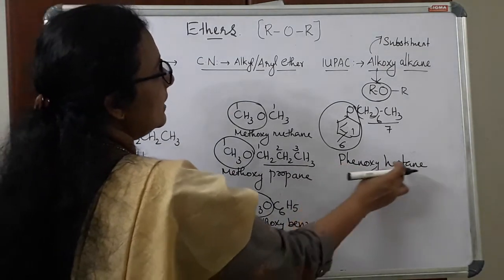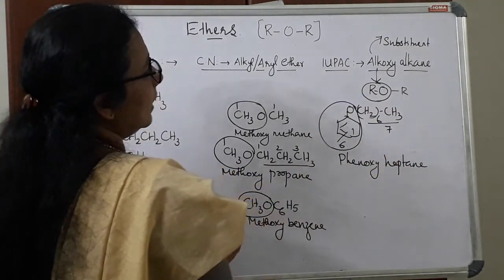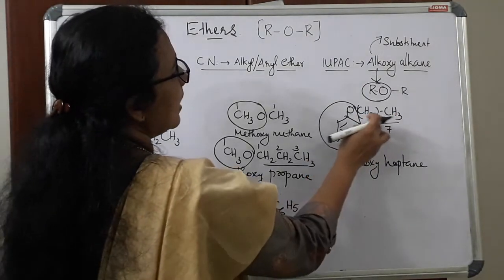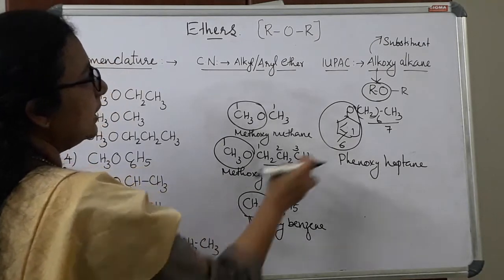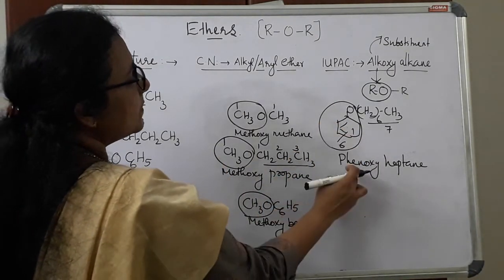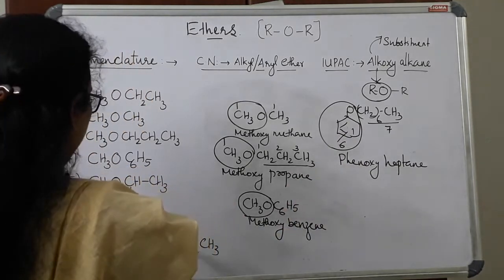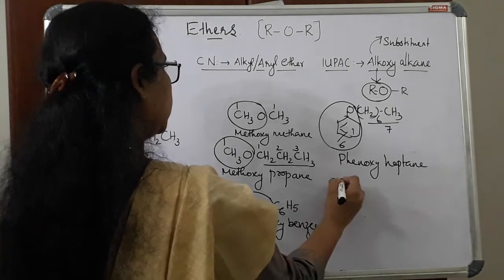So alkoxy alkane. The alkane part is the one having more carbon atoms. So the largest alkyl part will be considered as the alkane part. The other part will be the alkoxy part. Here it is a phenyl group, so it is phenoxyheptane. Now let us see another compound.